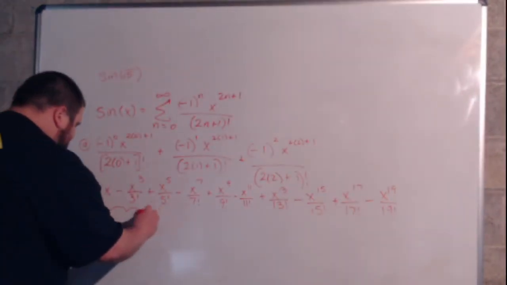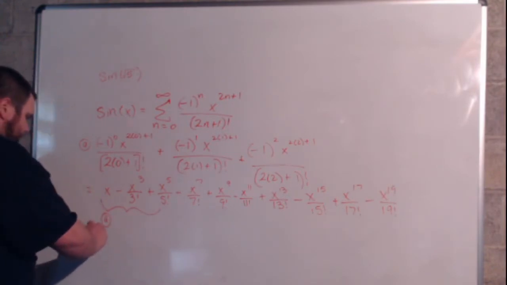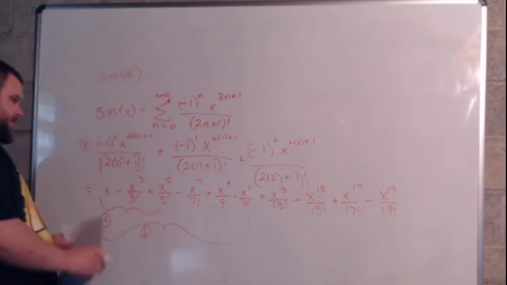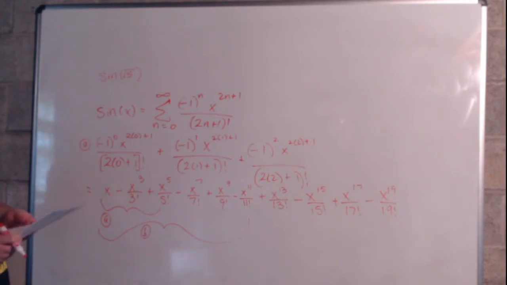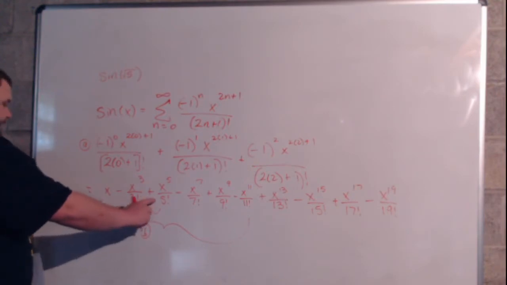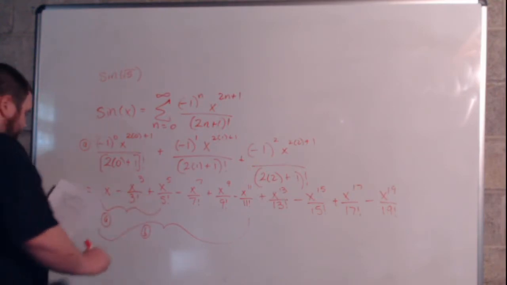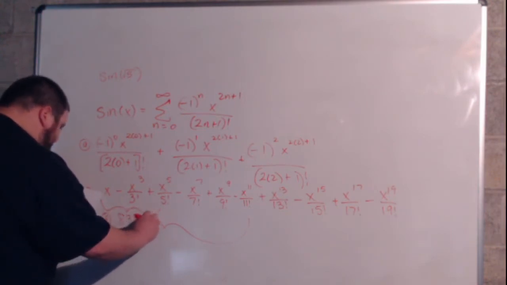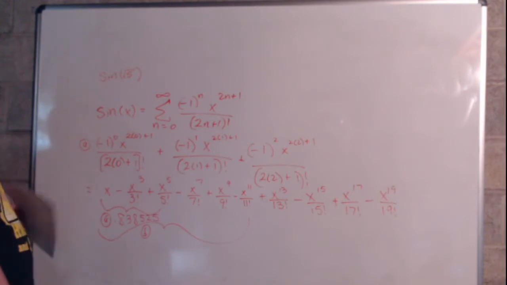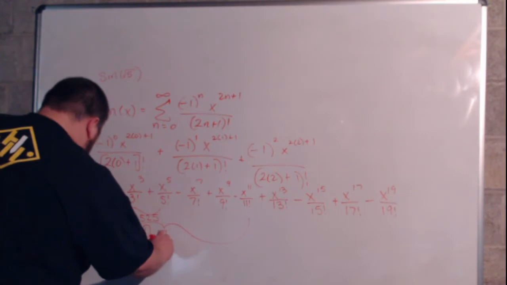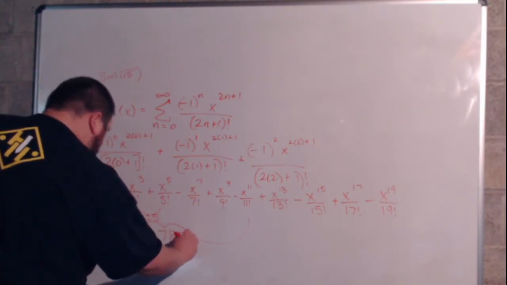Part A says use these three. Part B says use the first 6. And then part C is use all of them. So part A, if you plug in square root of 5 for x into these three terms, you will get 0.838525 to 5 decimal places. If you use the first 6 terms plugging in square root of 5, you get 0.786744.